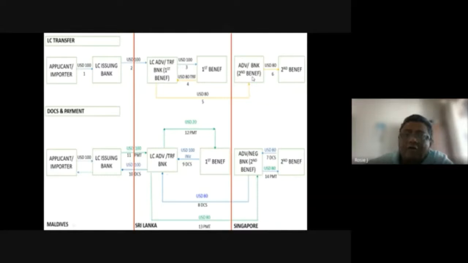Now the Singapore supplier gets an LC for $80, and then he will ship the goods. The LC will say shipment should be made from Singapore to Maldives. No point bringing it to Sri Lanka. So the LC condition is that the Singapore guy should ship the ACs from Singapore to Maldives. Now he has done that.